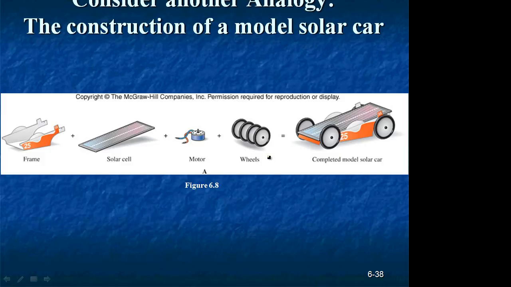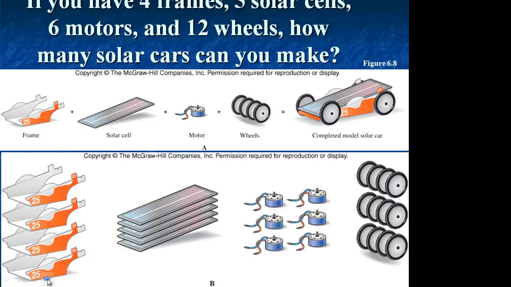Okay? So this is what we are doing now. Now let's say, what do we have? How many frames do we have? This top one again shows the construction model. What do you need and how can you make a car? So we have 4 frames, 5 solar cells, 6 motors, and 12 wheels, or 3 sets of wheels. Now the question is, using all those things given to you, how many complete cars can you make? 3. How many cars? 3 cars.